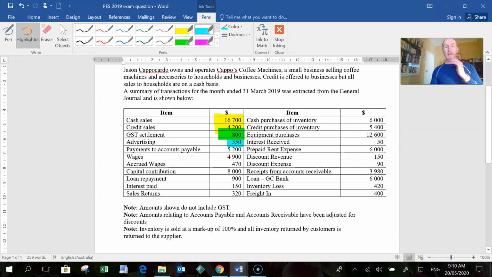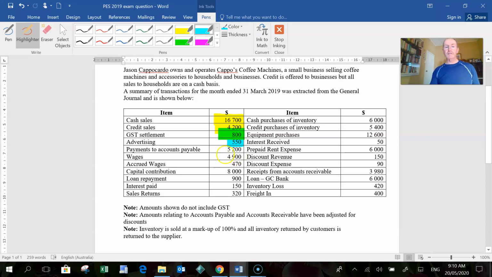This is the payment that you've made to your suppliers. The GST was already calculated once you purchased it on credit over here. Right, so this one doesn't attract any GST in the GST clearing account. Similarly to this one over here, to receipts from accounts receivable. The GST is already inside that figure and already inside that figure. It's already been accounted for when you did the credit purchase and the credit sale.